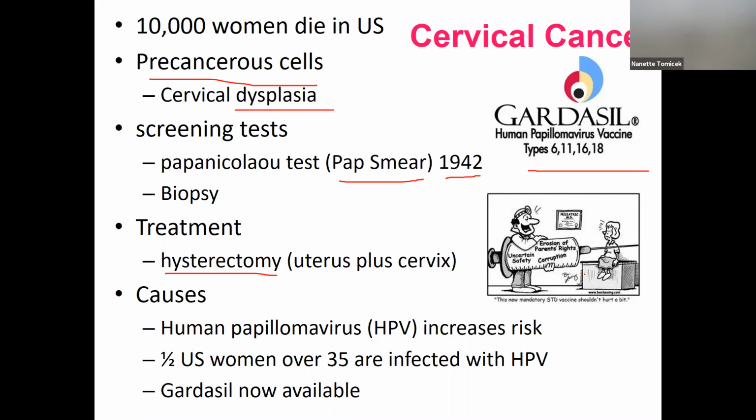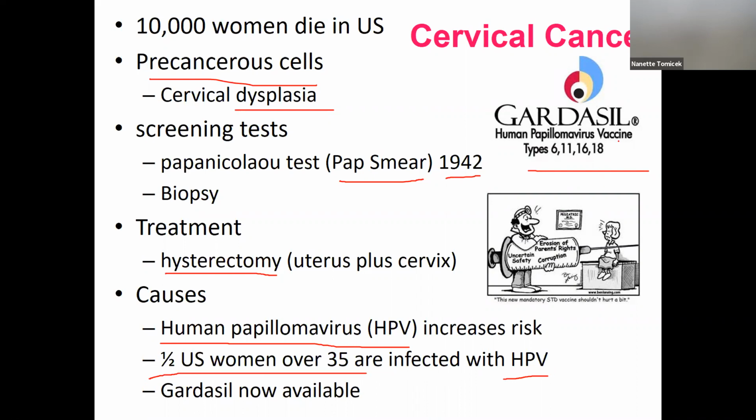Cervical cancer has been linked to something called the human papillomavirus. It's a sexually transmitted disease. And there are many, many types of human papillomavirus, like 100 different strains. About half of US women over 35 are infected with HPV.